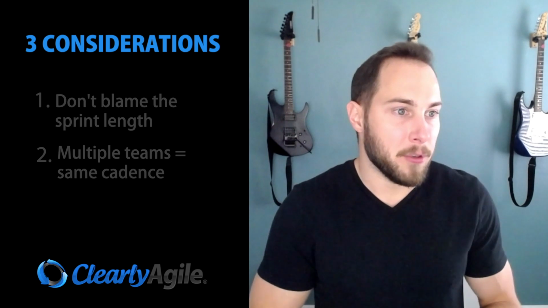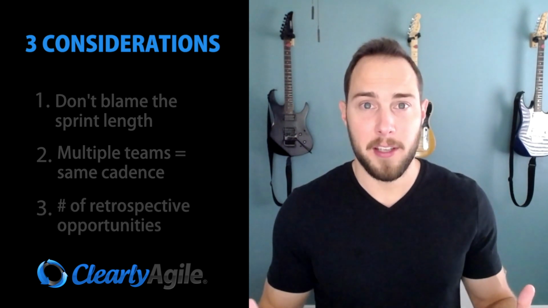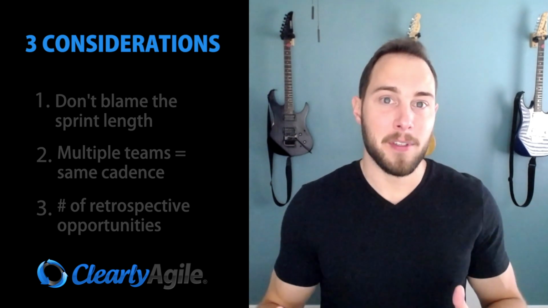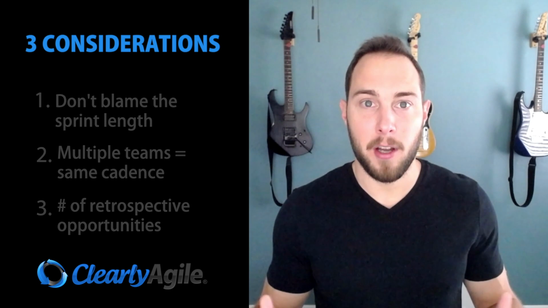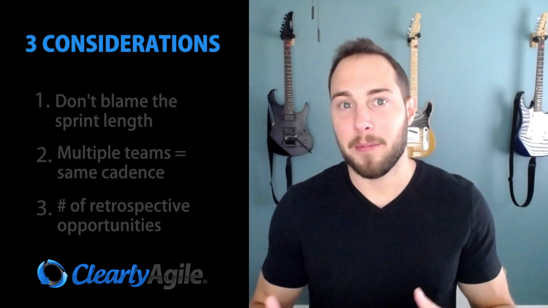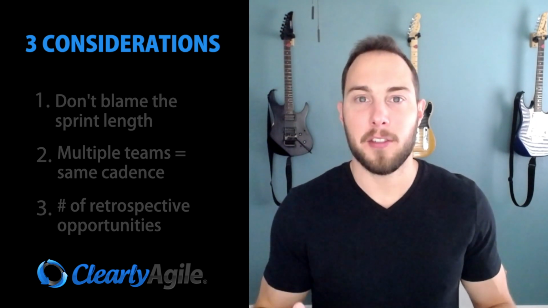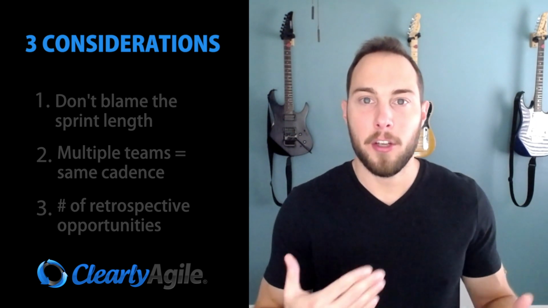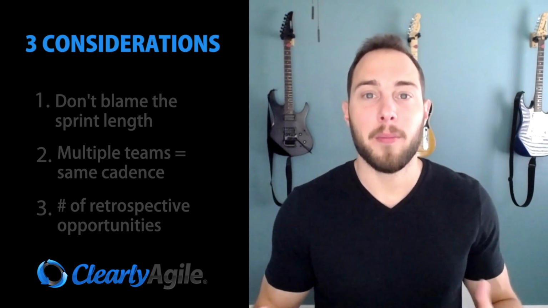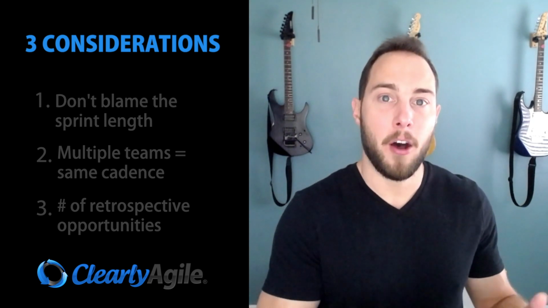And then number 3, it's important that when you are making your decision on your sprint length, you consider the number of opportunities you have to inspect and adapt. This is one of the biggest benefits of Scrum, and one of the primary opportunities to inspect and adapt is that retrospective. And your sprint length directly determines how many opportunities you have to have a retrospective. So let's say you choose a 30-day sprint, then you're going to have about 12 opportunities a year to inspect and adapt on the way you're working.